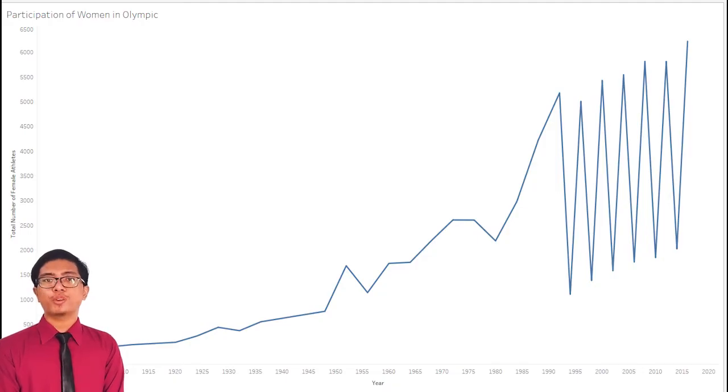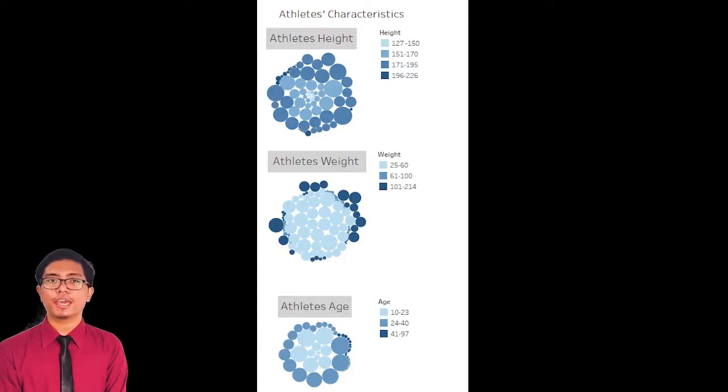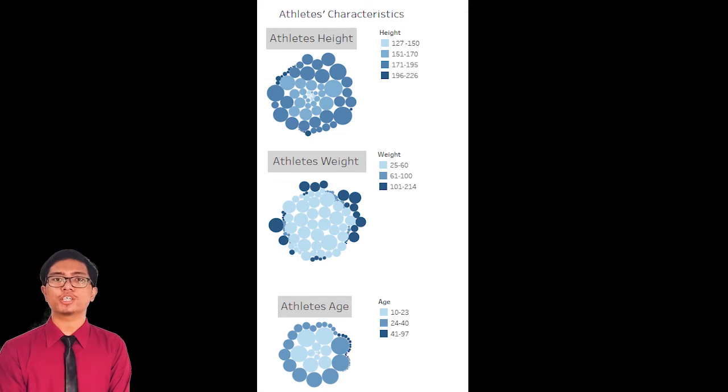Next, how many women athletes participate in the Olympic Games? Women athletes participated in the Olympic Games from 1900 until 2016. Users can see the trend of women athletes that participate in the Olympics is increasing. Then, another problem that needs to be solved is to find the relationship between athletes and their characteristics. By clustering the athletes' characteristics, we can find the average range of their characteristics. For example, the average age of athletes is around 24 until 40 years old. By using packed bubble, we can cluster the data into several groups.